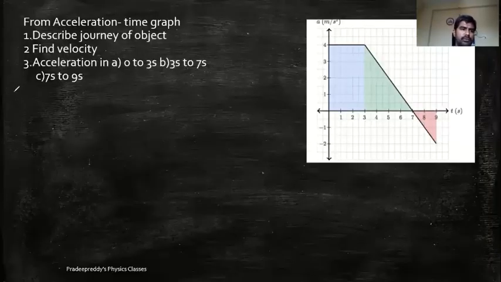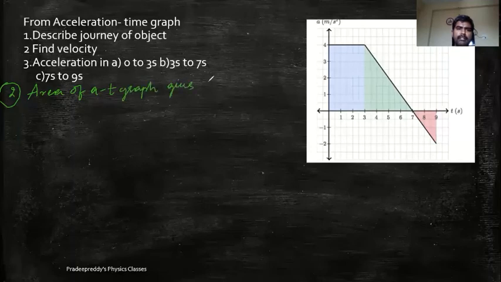Coming to question 2. Find velocity. Now, as I told you, from an acceleration-time graph, you can calculate area. Area of the AT graph gives change in the velocity, delta V. As it is an acceleration-time graph, you should find out the area.